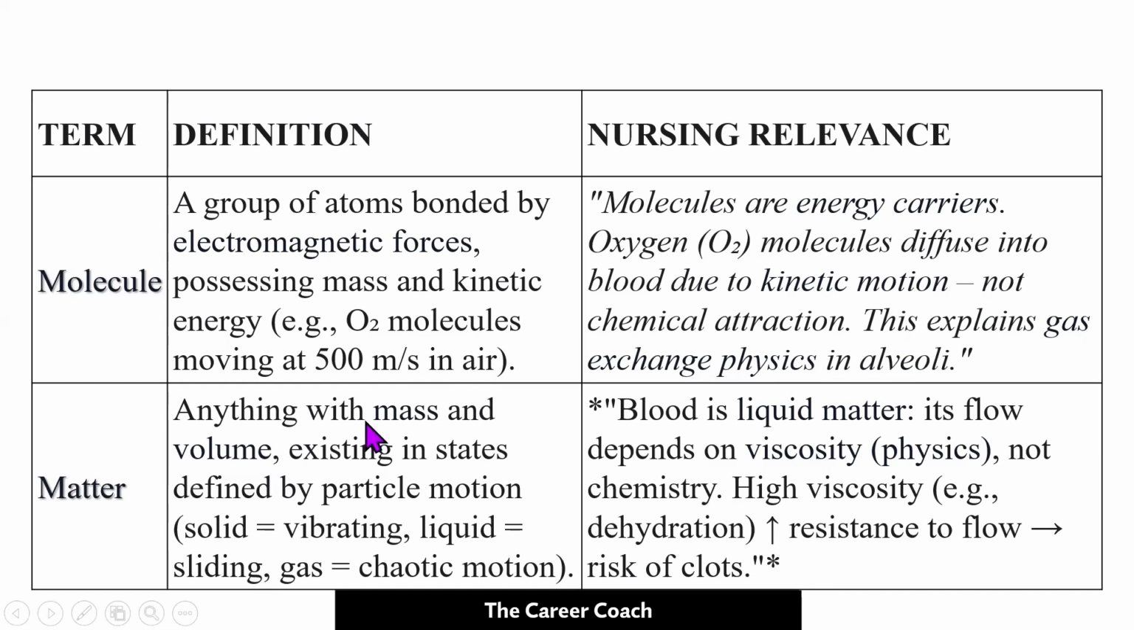Next is matter: anything with mass and volume existing in a state defined by particle motion. Solids vibrate while liquids slide, and gases have chaotic movement. Blood is liquid matter. Its flow depends on viscosity. That's physics, not chemistry. High viscosity, for example in dehydration, will lead to resistance to flow, leading to risk of clots. So viscosity shouldn't be high. If it is high, it will lead to resistance and then blood clotting.